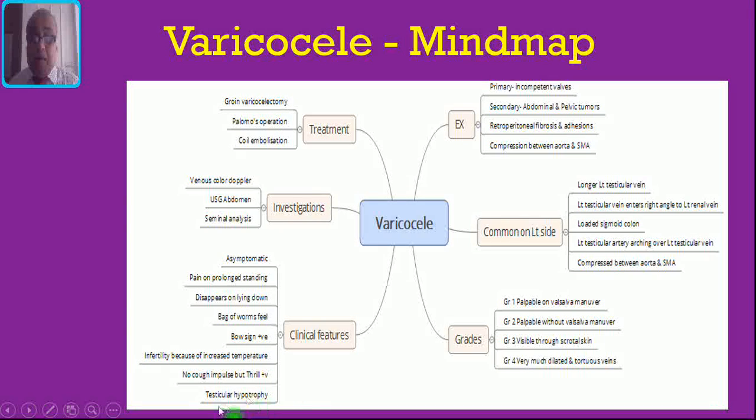So the affected side testis will be hypotrophic. That means it will be smaller in size.